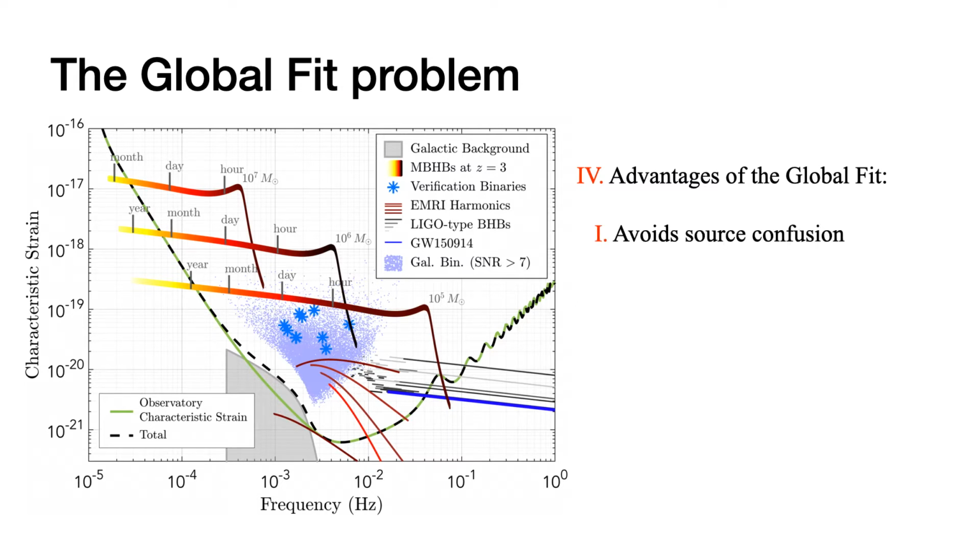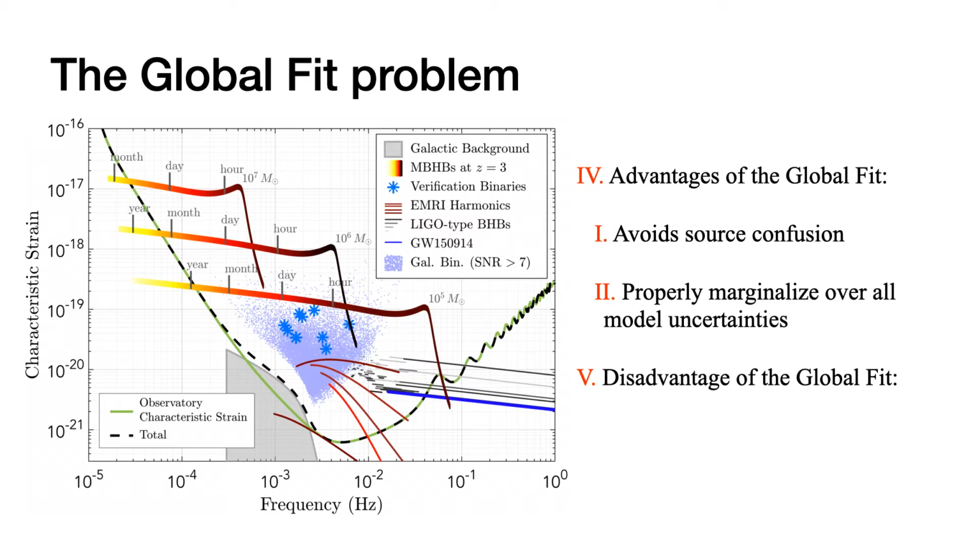Doing so avoids source confusion, although that is a lesser problem so long as some care is taken into how the analysis is deployed, thanks to the small overlaps between different source types. The more important mitigation from the global fit is to fully marginalize over all model uncertainties. The clear disadvantage of the global fit is that it is complicated, but I will explain today that it is a logistical challenge of developing a global fit algorithm, not a problem for designing the algorithm from a theoretical standpoint.